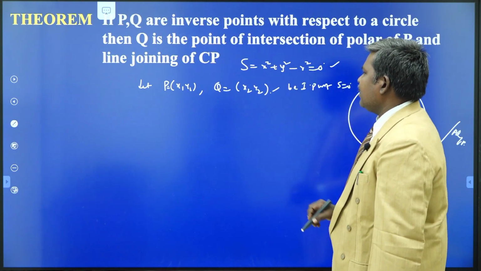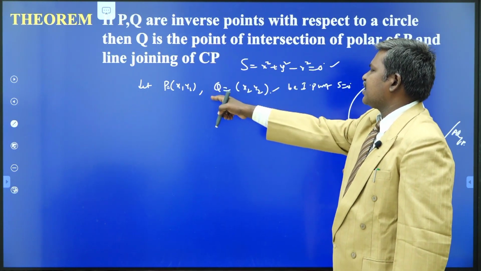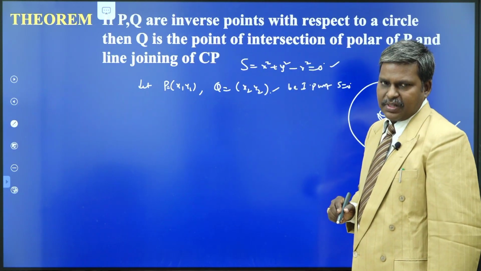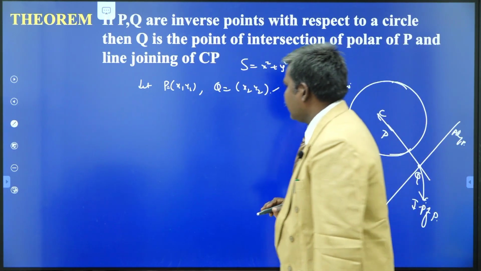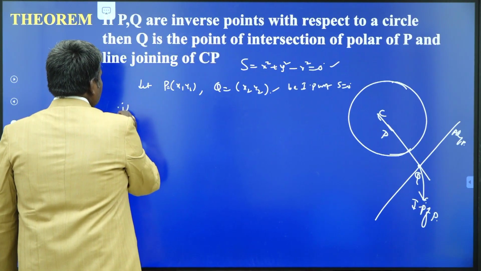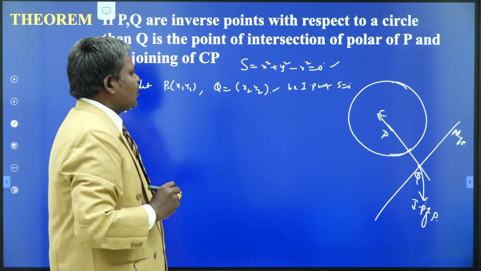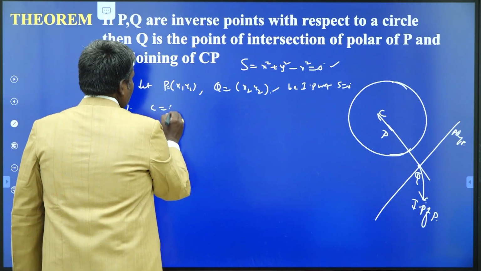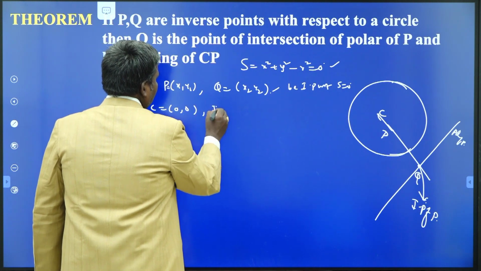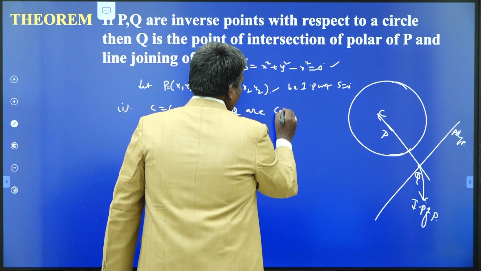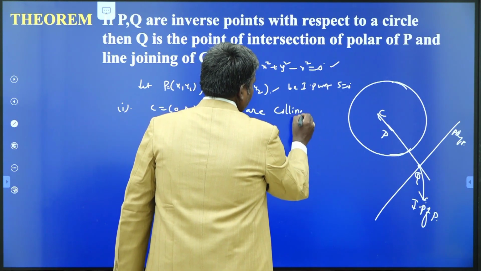Your aim is to show that Q is the point of intersection of the polar of P and the line joining CP. Now P, Q are inverse points. What is the first condition you have? P, Q and C are collinear. C (0, 0), P, Q are collinear. This is the first condition.